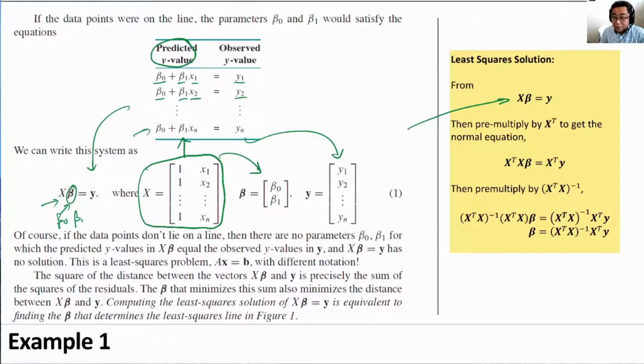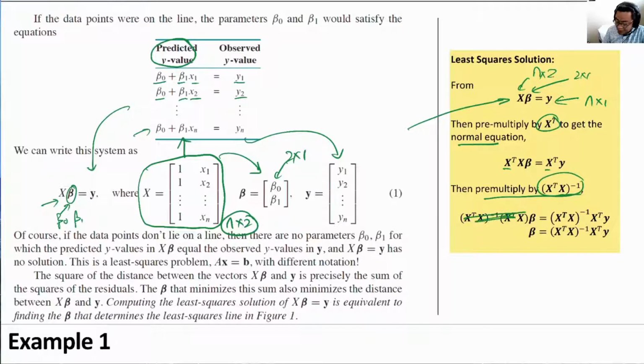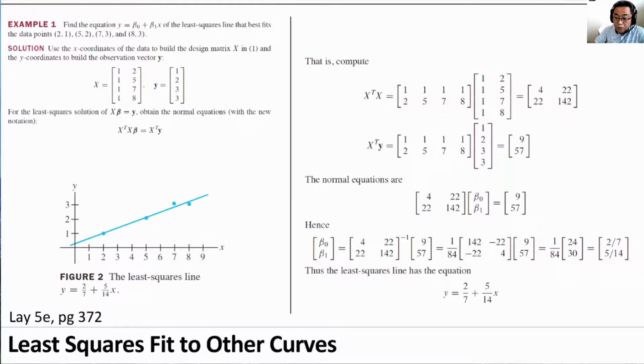In this form, we now see how we have cast our linear regression line into matrix notation. X is a rectangular matrix, n by 2, beta is a 2 by 1 vector, therefore y is n by 1. We cast it in this form, and now we can solve for the least squares by first generating the normal equation, multiplying by X transpose in front for both sides, and then pre-multiplying by X transpose X inverse to get rid of this term, so that beta is now found by this least squares solution. We'll continue with an example in the next page.